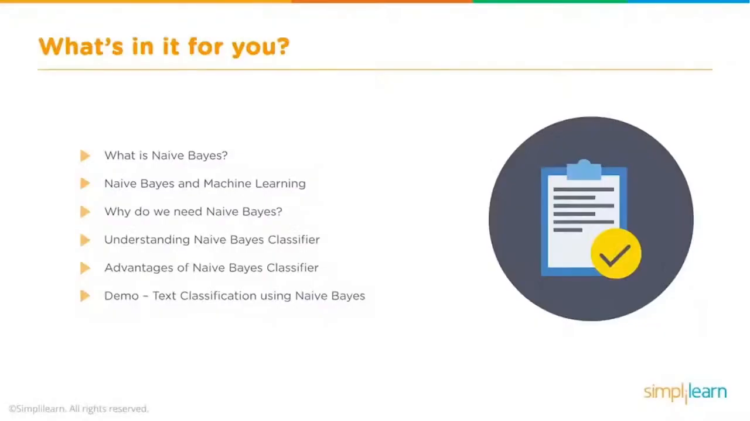What's in it for you? We'll start with what is Naive Bayes, a basic overview of how it works. We'll get into Naive Bayes and machine learning, where it fits in with our other machine learning tools. Why do we need Naive Bayes? And understanding Naive Bayes Classifier, a much more in-depth look at how the math works in the background. Finally, we'll get into the advantages of the Naive Bayes Classifier in the machine learning setup. And then we'll roll up our sleeves and do my favorite part. We'll actually do some Python coding and do some text classification using the Naive Bayes.